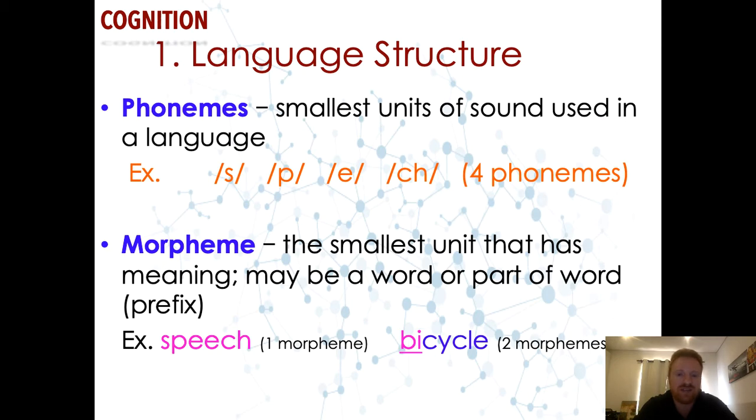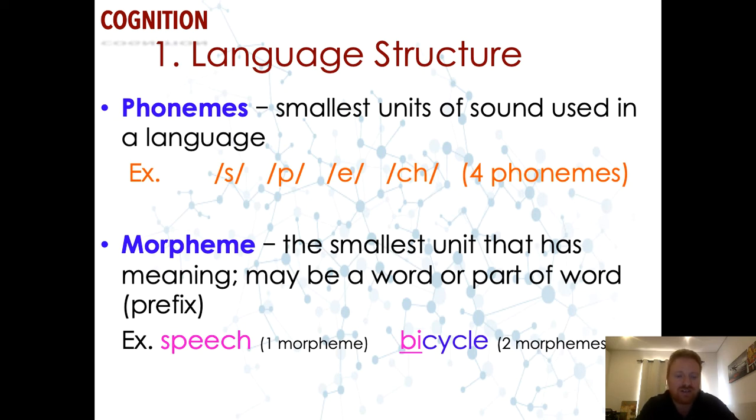Now they don't mean anything. The sound s doesn't mean anything. The sound p doesn't mean anything. They don't have any meaning. They're just sounds. But when I combine the sounds together, that's when I start having meaning, and that's what a morpheme is. Morpheme is when you morph together those individual sounds, and those individual sounds make up a unit that has an actual meaning to it. It may be a word in itself, or it might be a part of another word, like prefixes or suffixes or things like that.